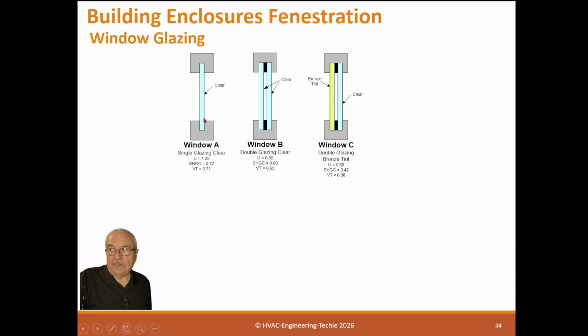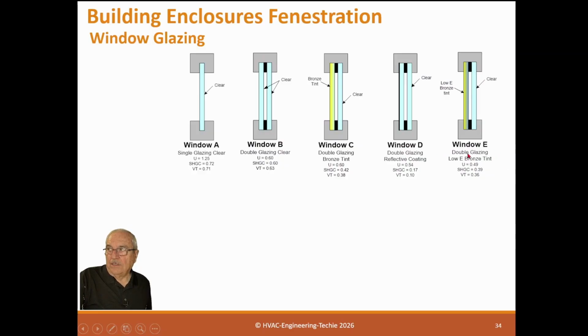So this one here is a double glazing, a bronze tint. It's U factor 0.60 again, but the solar heat gain is down to 0.42. So if you had sun shining on it, this will help because it'll deflect that. And the visible transmission is down to 0.38. So you can see this will cut the visible transmission down considerably. And here's another one, which is a double glazing reflective coating on the outside, and it goes down a little further. This is a double glazing low E bronze tint, so it's a bronze tint, but it's also low E.